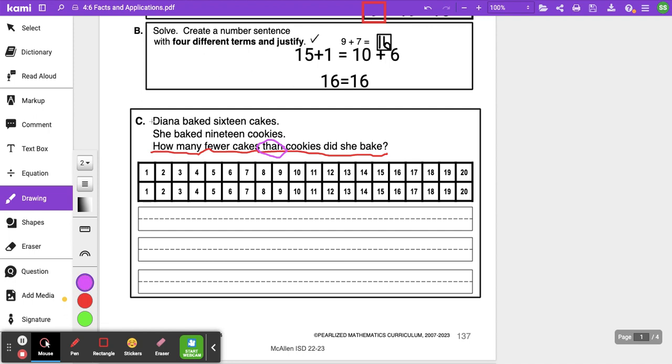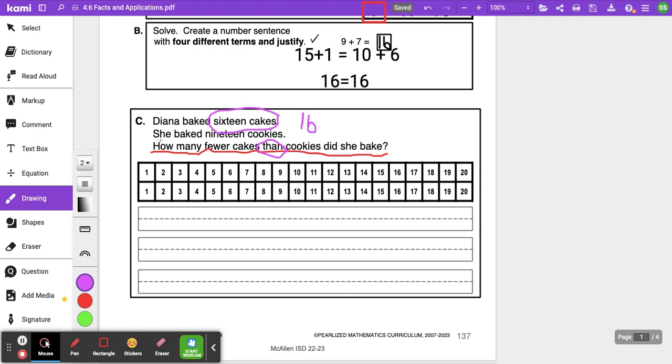So we said that Diana baked 16 cakes. What is important? Circle the important information. That's right, 16 cakes. And when we read this, I noticed that it said baked 16 cakes, baked 19 cookies, each time saying baked. So these are the two groups of things that she baked. I'm going to put the number over here, 16, because they gave me the word, and I like to be able to see the number there. So we're talking about 16 cakes.